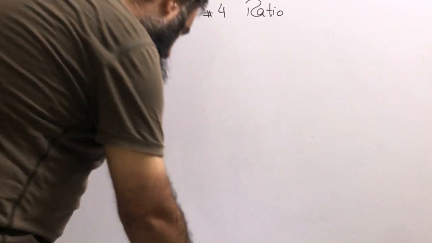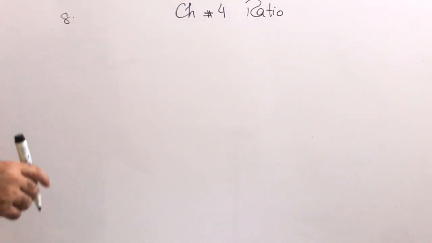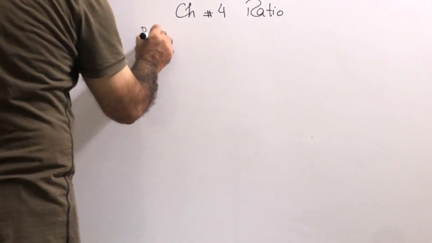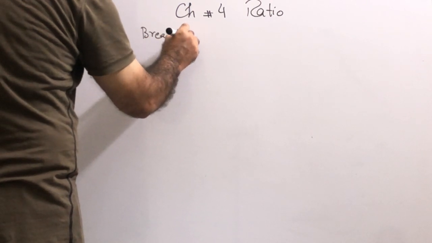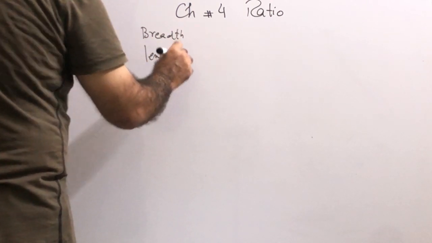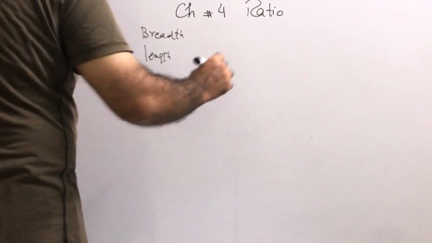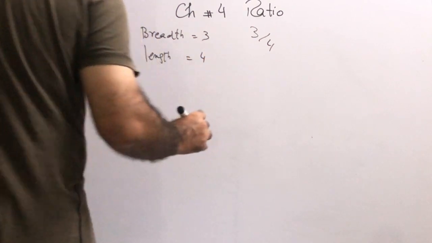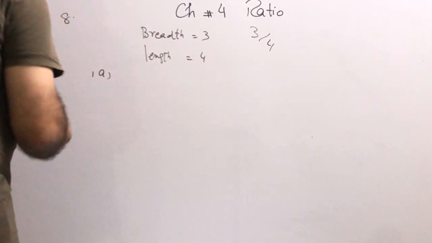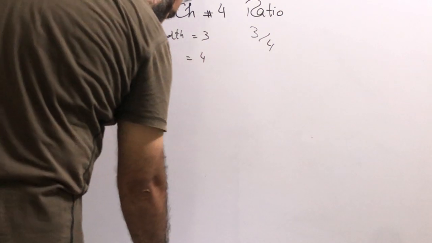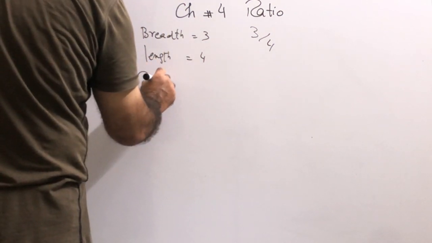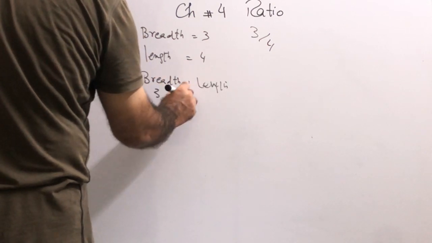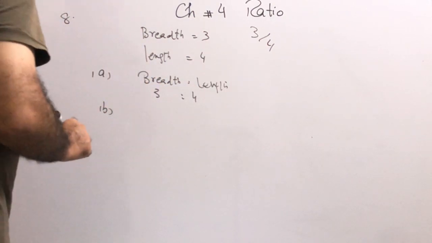I think this is okay. The breadth of a rectangle is 3/4 as long as its length. It is written the breadth of a rectangle is 3/4. 3/4 means breadth is 3, length is 4. Number A, we need to find the ratio of the breadth of the rectangle to the length. Breadth to length is 3/4.